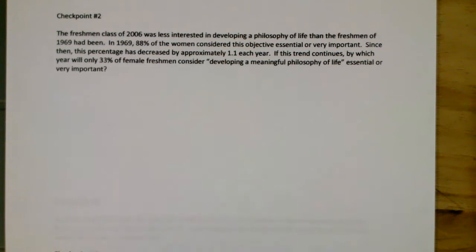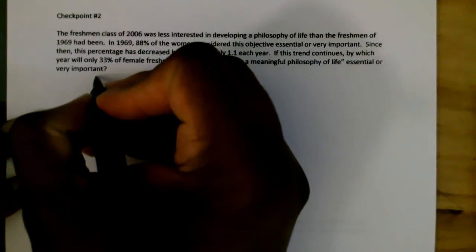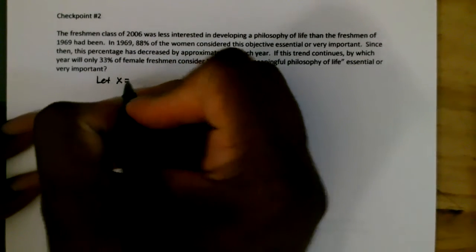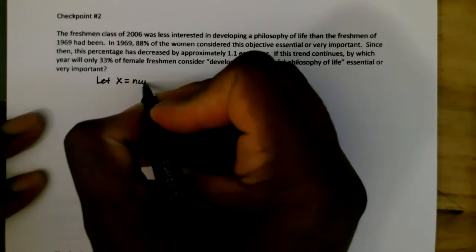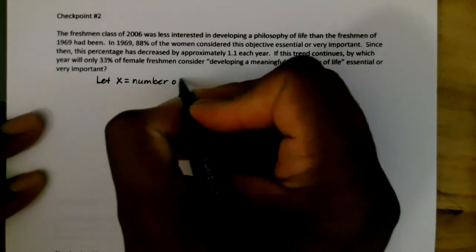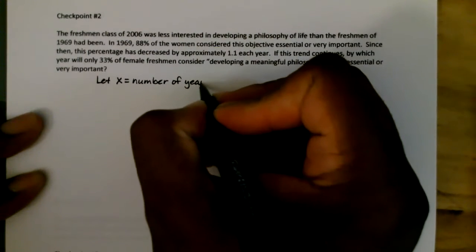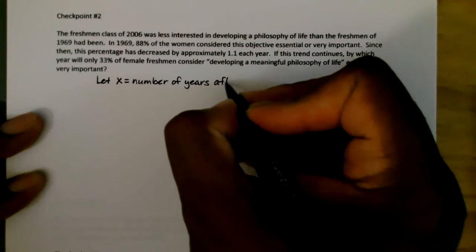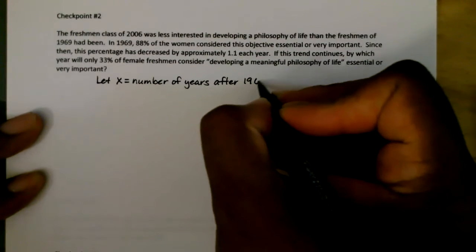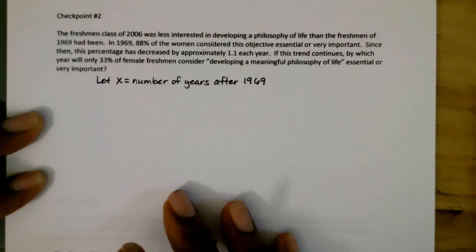Okay, so now we need to look at the number of years after 1969, because that was the year that 88% of women considered the objective essential or very important. Okay, so let's let x equal the number of years after 1969.